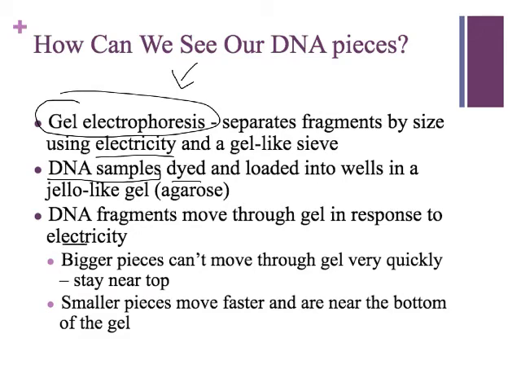And if a piece is very big, it can't move through the gel very well. It's too big, it's bulky. The gel has little microscopic holes, but if a really big piece of DNA, it's not going to travel through the holes very easily, so it's going to move slowly. And then my small pieces of DNA are going to easily move through the holes in the gel, so they're going to move very quickly.